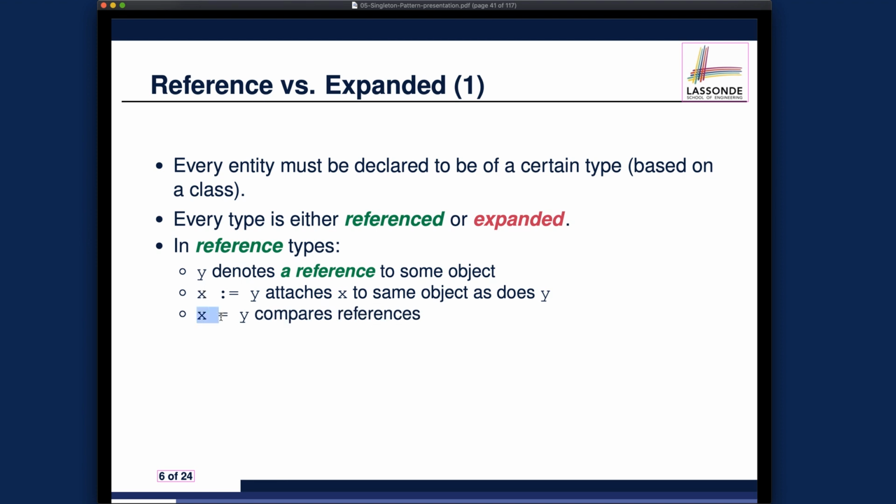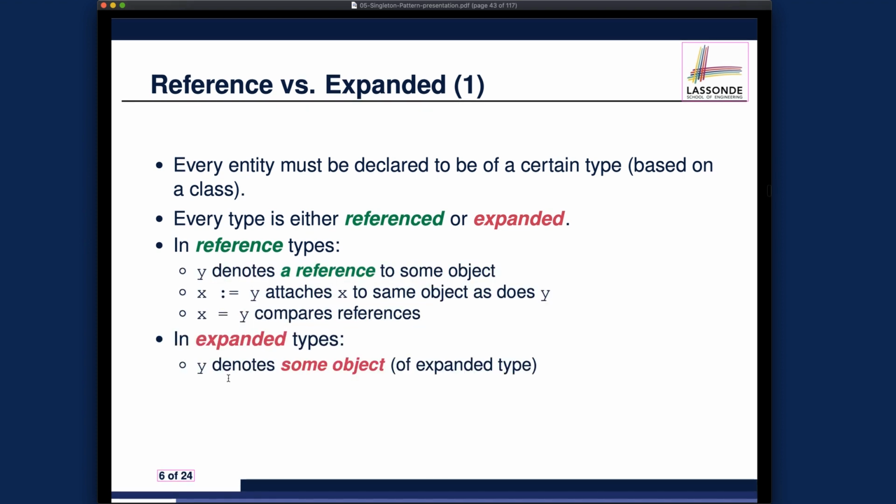And then if you say x equals y, you're really comparing to see if x and y store the same address of the object, meaning that they point to the same object, aliasing. Okay. So what about expanded types? Let's say y is some object of expanded type, right? Either you put expanded at the class level, or you put expanded at the variable declaration level. Either way, right? We talked about solution 1 versus solution 2.